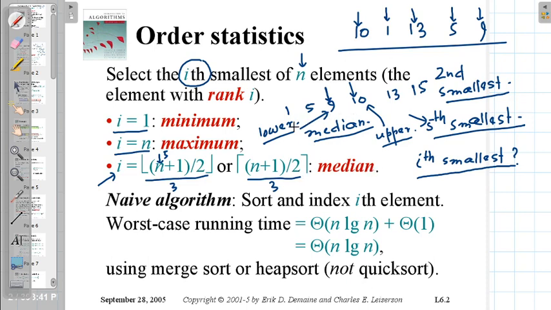But if n is even, here n was 6, then 6 plus 1 by 2, and if I take the floor, what will be the value? 3. And what will be the value of 6 plus 1 by 2 with the ceiling? 4.